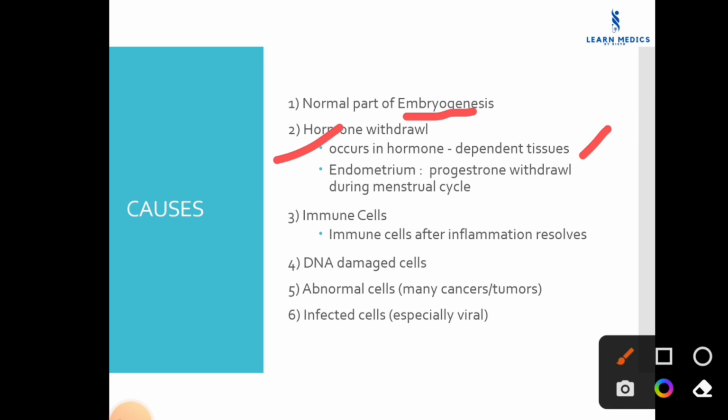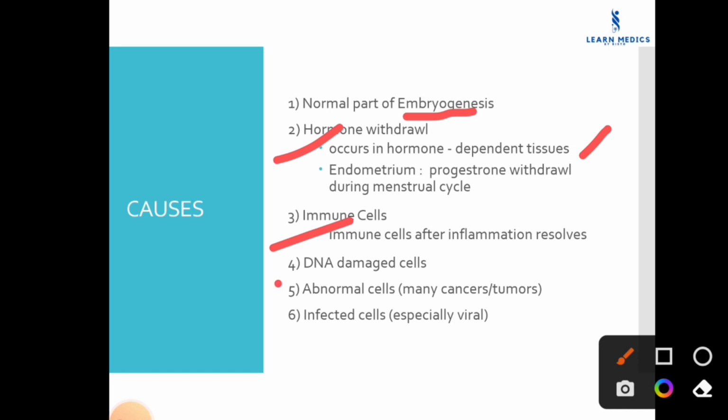Next one is immune cells. To attack many pathogens, immune cells are produced rapidly. After the pathogens are cleared, the excess immune cells should die, and they die by apoptosis. For example, there is rapid production of T cells and B cells, and this should be normalized after the inflammation or the attack by the pathogen is gone. This is done by apoptosis.